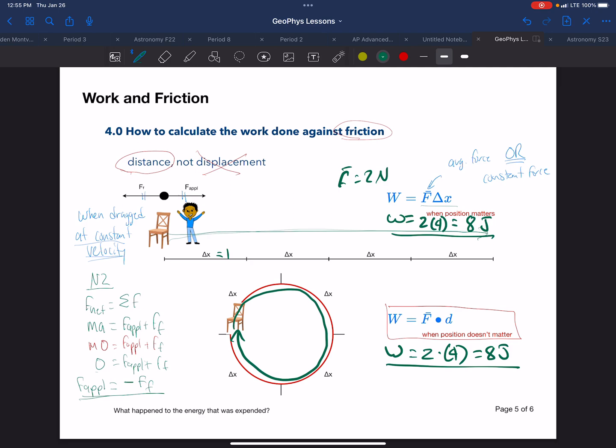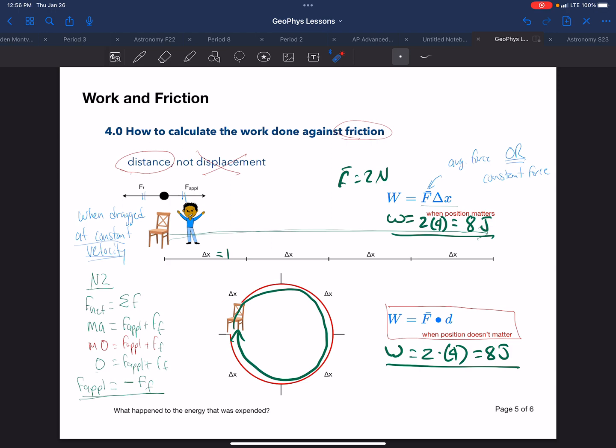So when we're talking about friction, we need to use the distance. It does matter whether we use delta x, because delta x in the second case would give us 0. The position didn't change. And we would all agree that the student dragging the chair around the circle did do work against friction. Now, the last element that we want to talk about here is what happened to the energy that was expended. We might agree that the student ate some food and they have energy in their bodies and they exerted energy to do this work against friction.